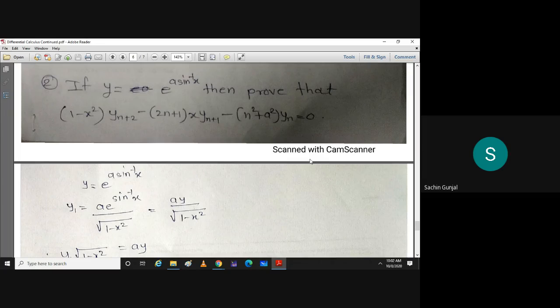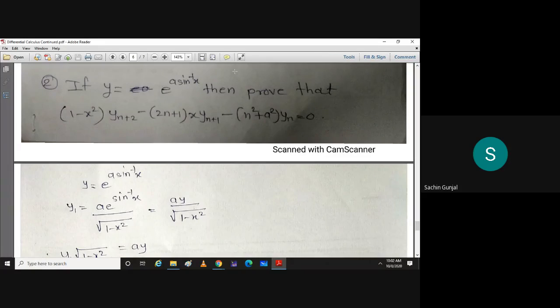Because the derivative of e raised to a sine inverse x is e raised to a sine inverse x into the derivative of a sine inverse x, right? And e raised to a sine inverse x is y. That thing you can use to reduce your calculation.